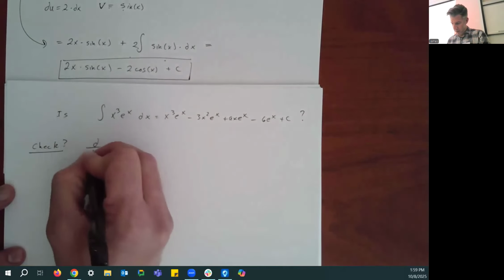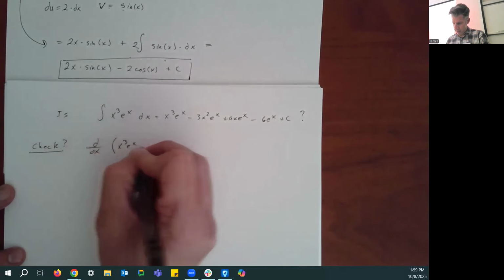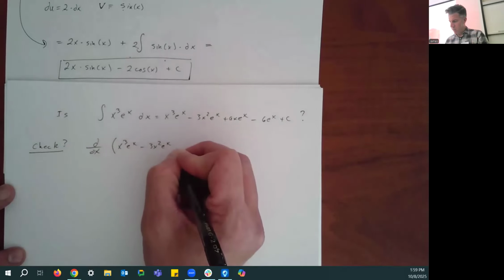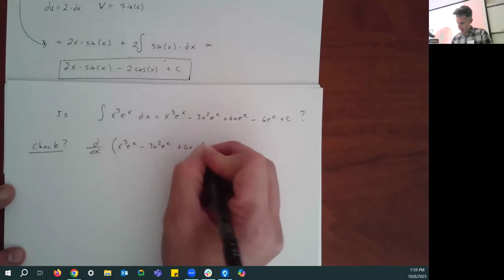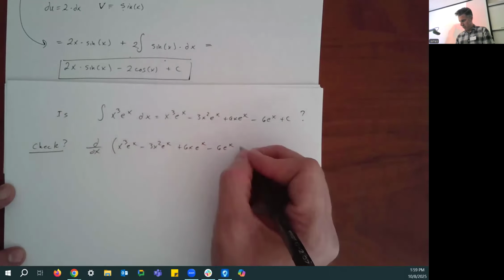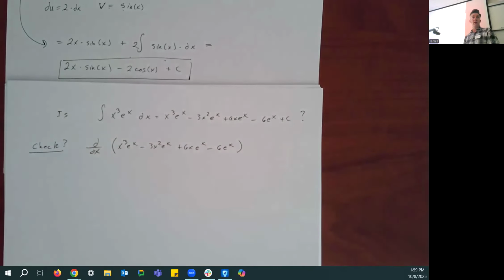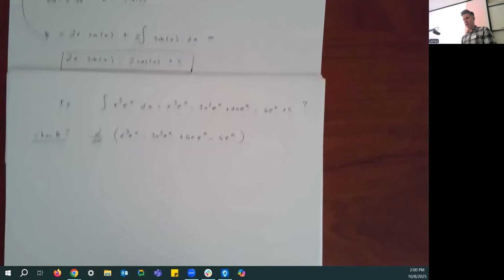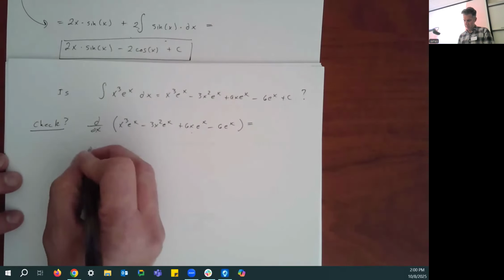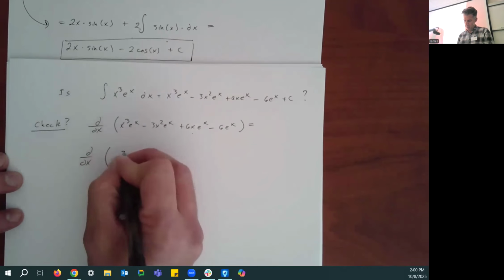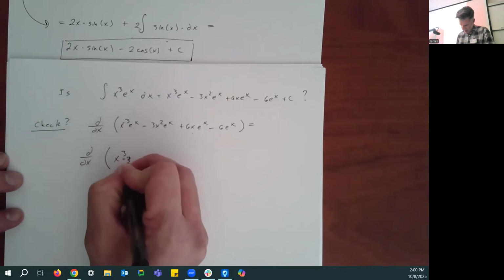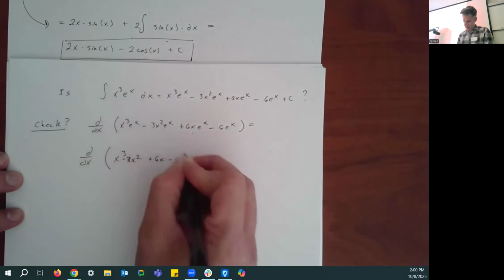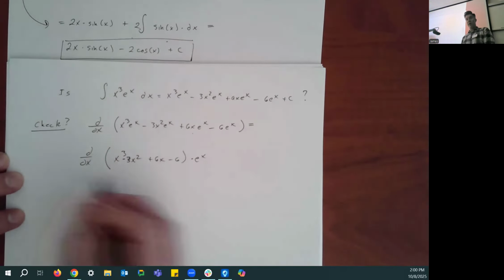So the derivative of x cubed e to the x minus 3x squared e to the x plus 6x e to the x minus 6 e to the x. I'm going to leave off the plus c because I know the derivative of plus c is 0. I don't want to use the product rule 1, 2, 3 times. And I shouldn't, because I can see that each of these things I could factor out the e to the x. So if I was being smart about this, I would rewrite this as the derivative of x cubed minus 3x squared plus 6x minus 6 times e to the x and use the product rule on that.